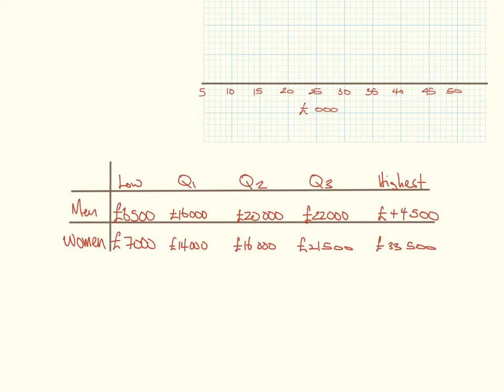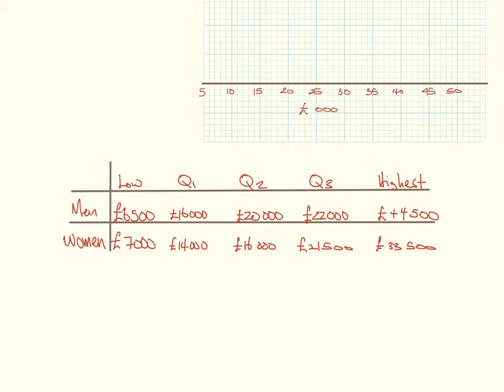Then they did the same thing for the women. Obviously, if you want this to be a good test, or a correct test, then you probably need to test the same job and the same amount of women as you did men. So women, the lowest paid woman had £7,000. Highest paid woman was £33,500, and then we got our Q1, Q2, and Q3 over there. So what we'll do is we'll plot this information onto our box plot and then see what we've got.